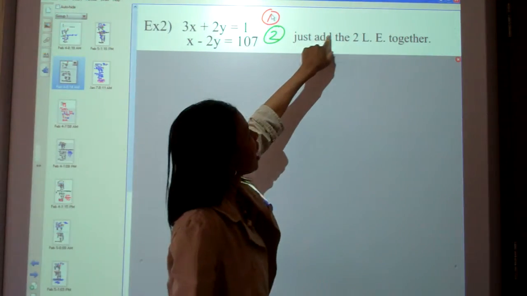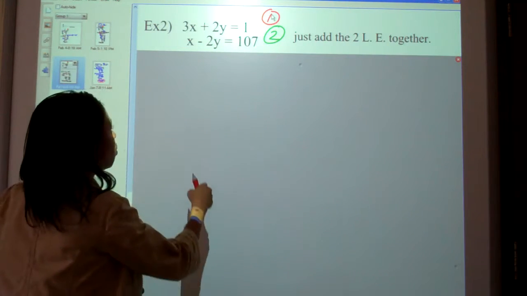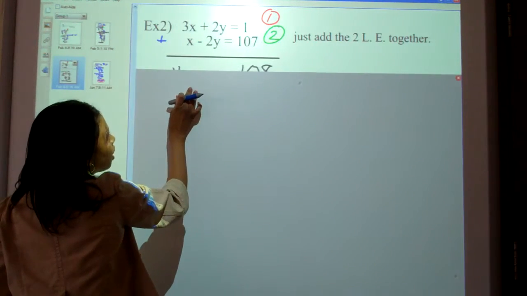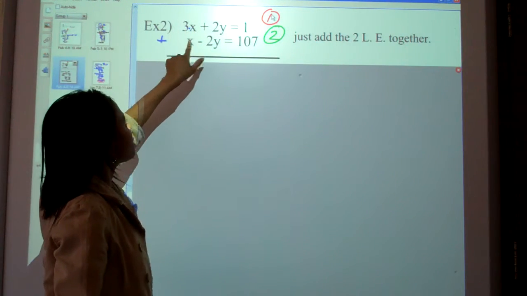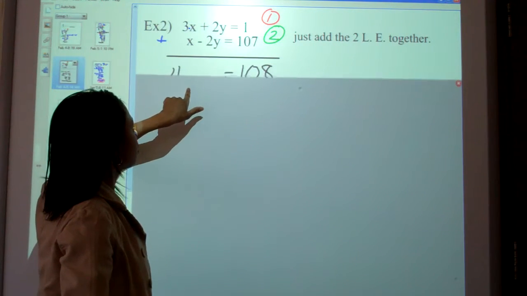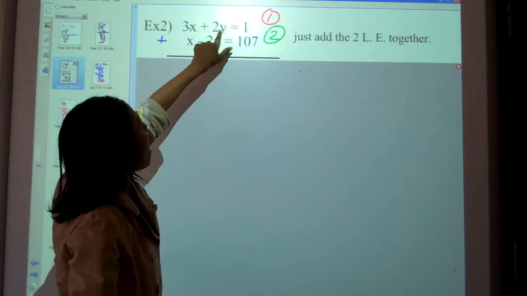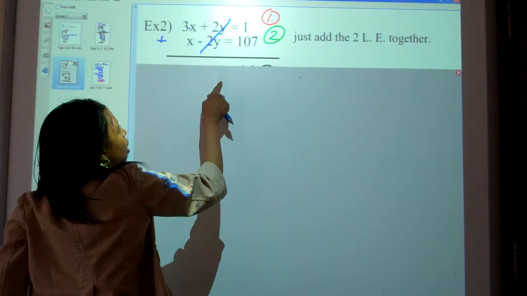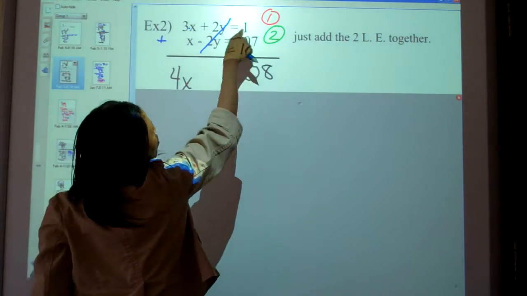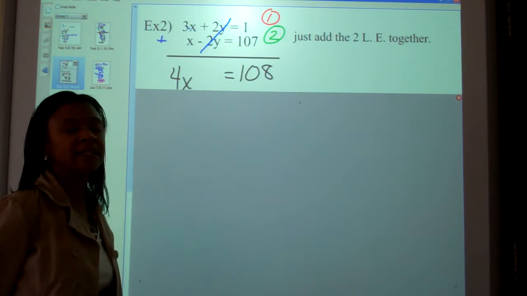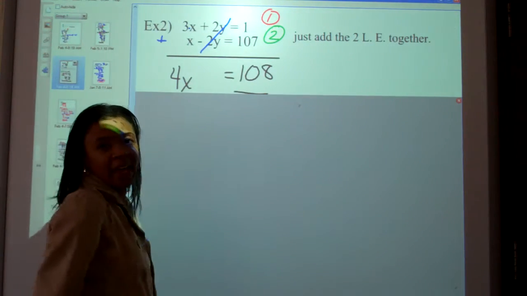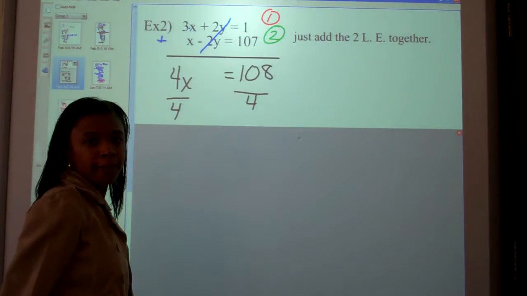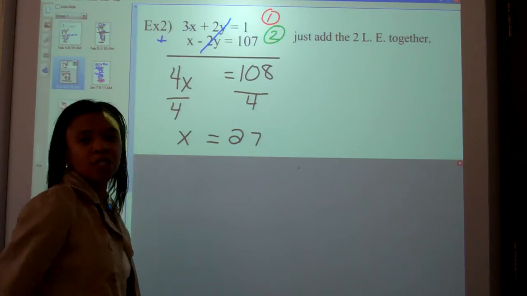So what we do is just add the two linear equations together. LE's, the linear equations. So here I am going to add them. I'll put my plus sign here, and then I draw my line. 3x plus 1x is going to be 4x. 2y plus a negative 2y is 0. So 4x is equal to 1 plus 107, which is 108. So 4x equals 108. And now I'm just going to solve for x. Divide both sides by 4. And we're going to find that x equals 27.